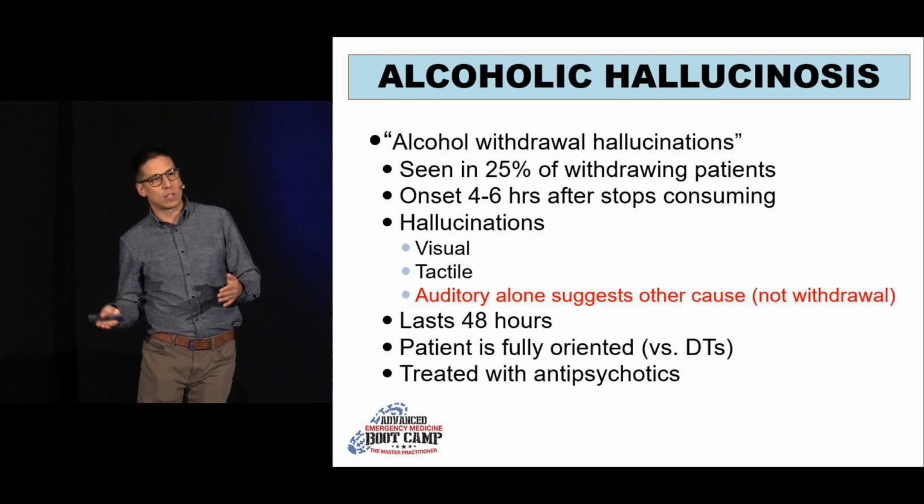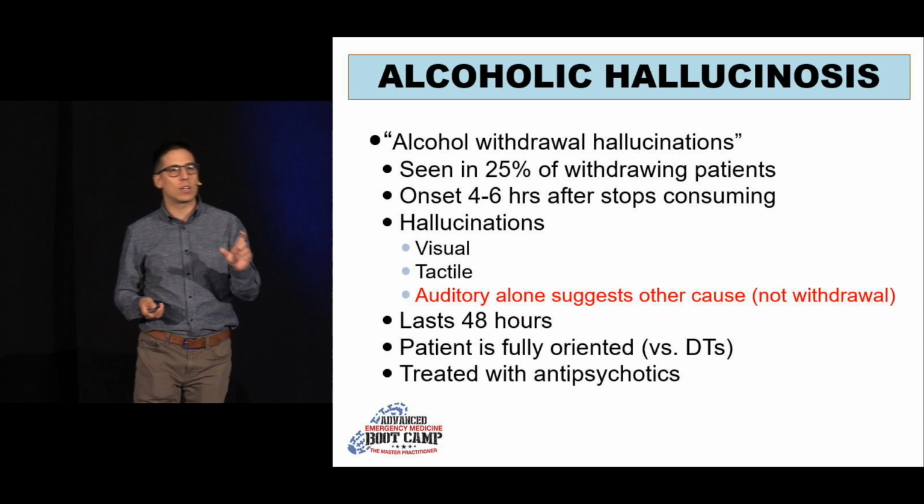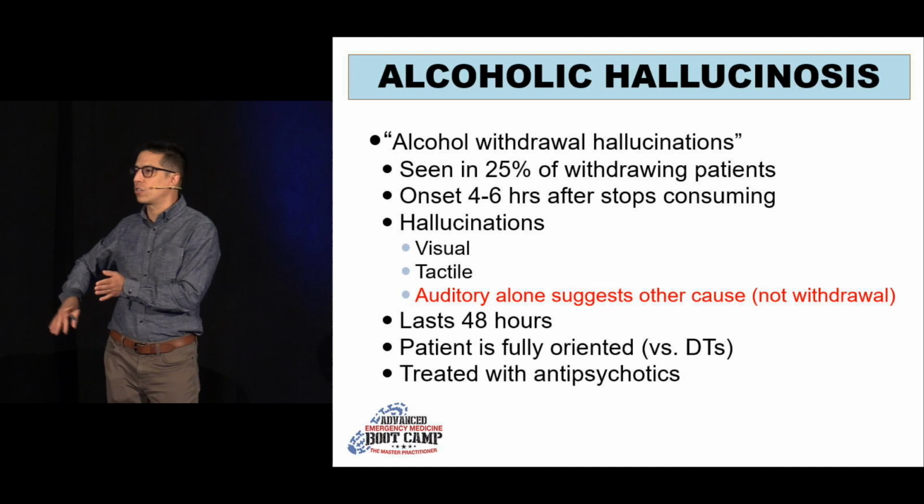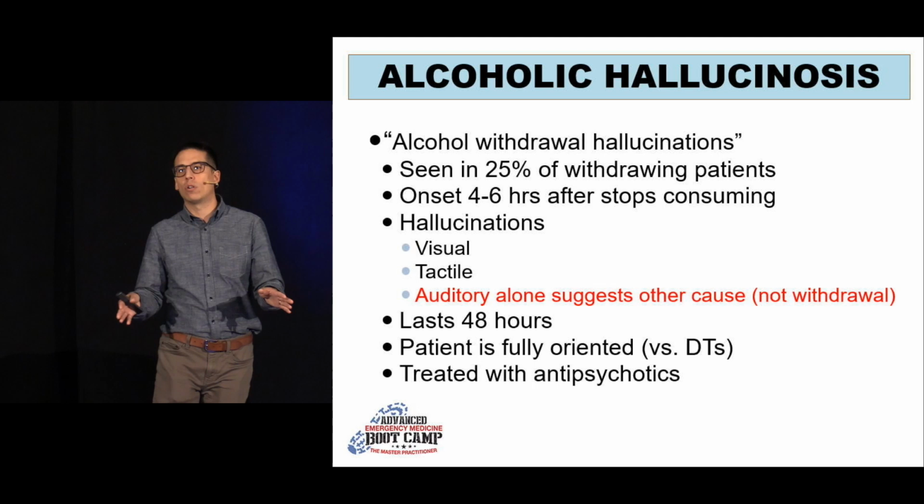Lasts for about 48 hours, and the crux of identifying pure hallucinosis versus DTs, right, is it's delirium tremens. You have to have delirium, so you have to have a disorder of consciousness or cognition, right? Waxing and waning, fluctuant consciousness gives you DTs if combined with this and dysautonomia. This by itself is plain old alcoholic hallucinosis, and you can treat it with antipsychotics, and you can do that safely. We'll talk about why.